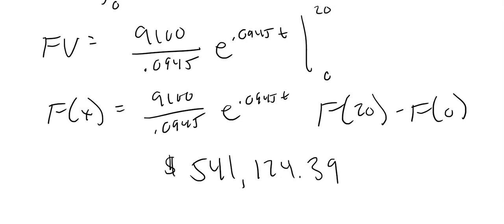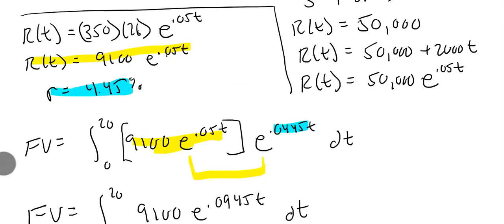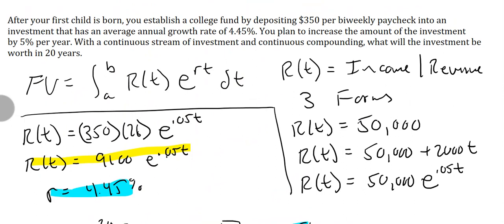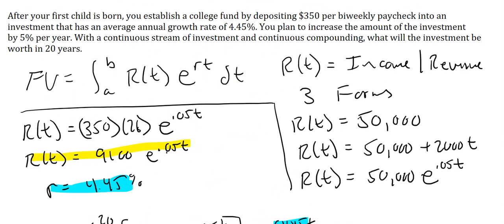So once again, you're taking a sum of $350 every other week and putting it into an investment that has a growth rate or an interest rate of 4.45%, but you're increasing that $350 by 5% per year.